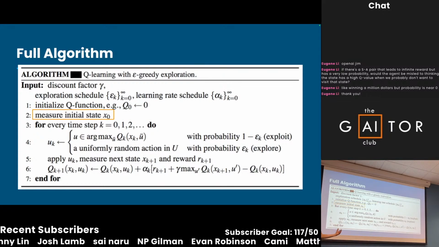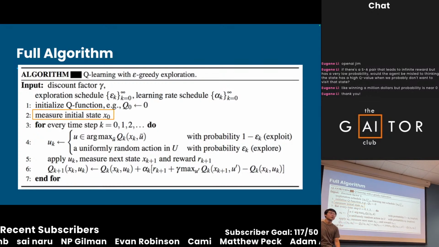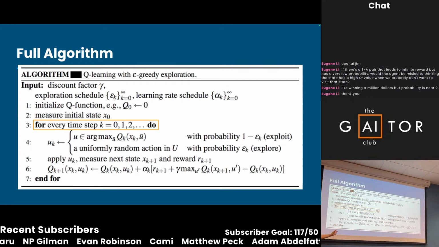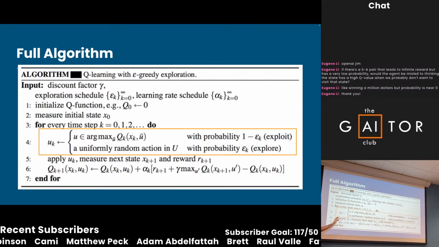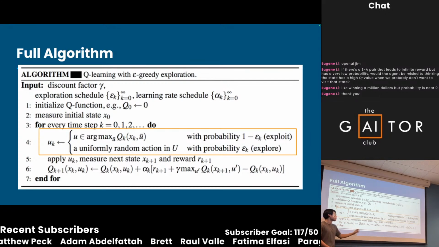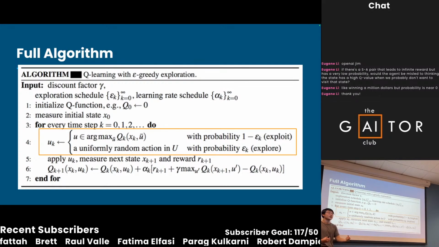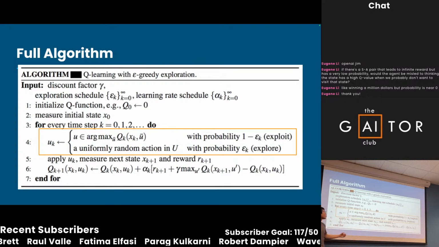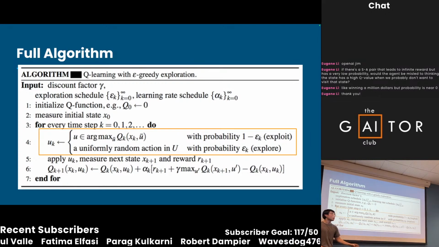Then we want to measure the initial state, x0. This is given to us by our environment. It's like that top left corner in the example grid. Then, at every time step, starting from time step 0 through the finishing of the game, what we want to do is first take an action according to our epsilon greedy algorithm. So with probability epsilon, which will be 1 at first, we will take a random action within the action set that we're given. And with probability 1 minus that, we're going to exploit our Q table and take the optimal value in there.